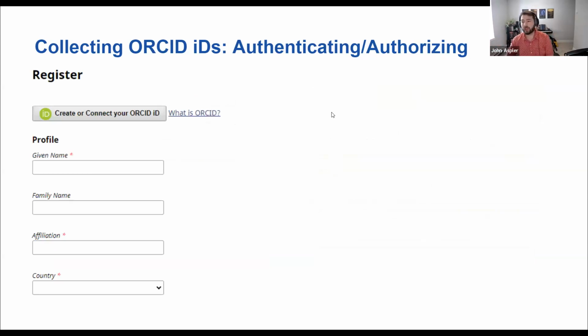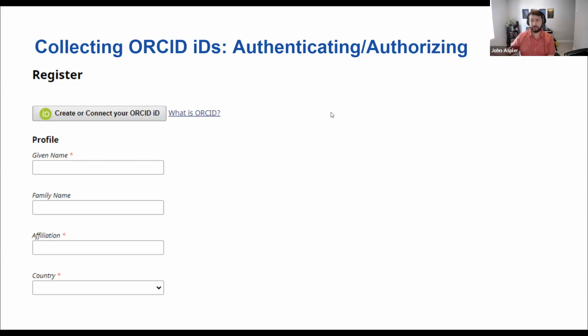This is what this might look like in the wild. This is an example of the registration page at OJS. Upon registration for an account in an OJS journal, I might see something like this. When I create or connect my ORCID ID, my given name, my family name, certain other information, my country might be able to be pulled in. So it's automatically filled out, so it's easy for me to register for an account here.